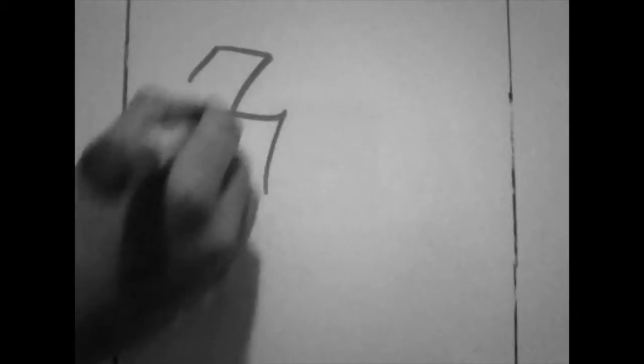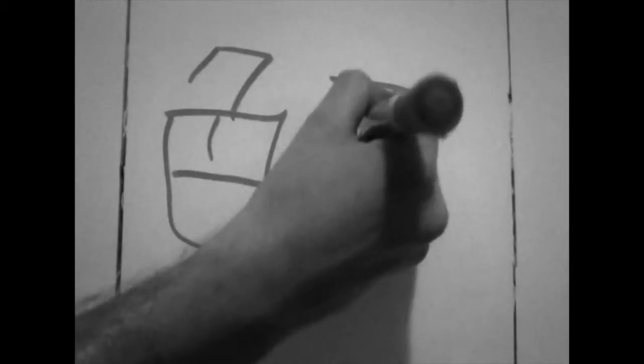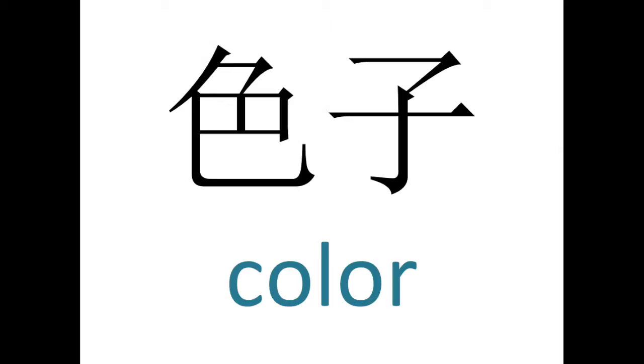From those, we're going to jump into some colors. So first, let's learn how to write color. The part on the left is going to be pronounced "cull." It's going to have most of the meaning of color. And the part on the right is going to be a suffix that we use for things like a shower or an opener, or here, a color.